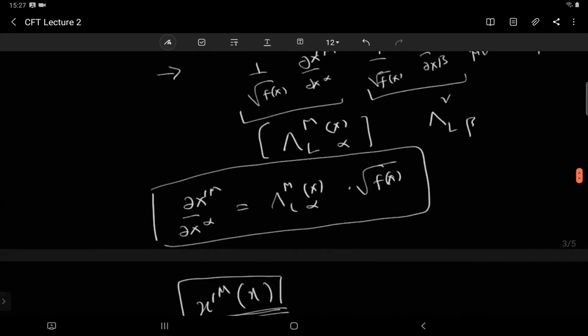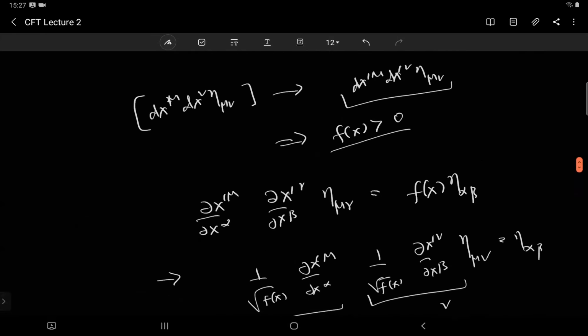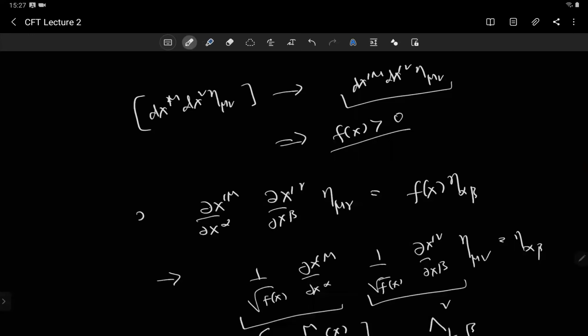So you just multiply this equation by the inverse. The inverse of this means that you have to multiply by del x alpha, del x prime nu, or del x prime lambda. Then this will become delta lambda mu. Similarly, you multiply this by del x beta, del x prime rho, then this will also become delta rho nu. And you multiply both sides.